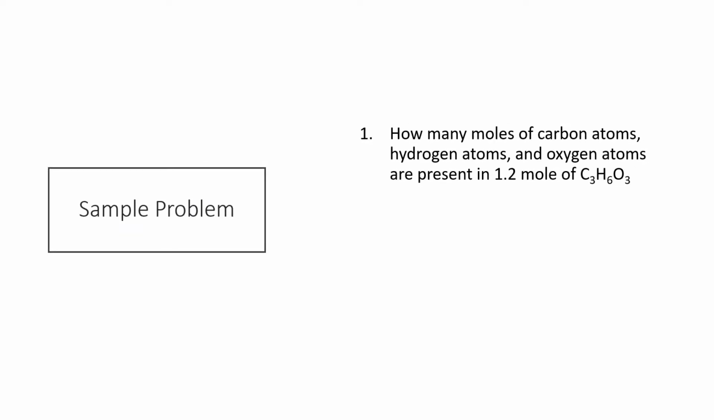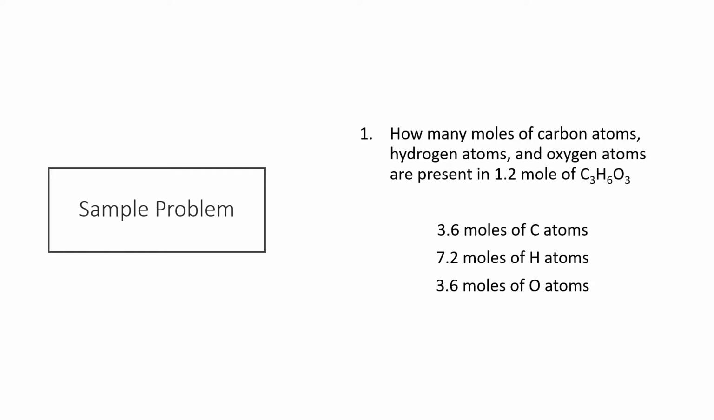Now, sample problem, how many moles of carbon atoms, hydrogen atoms, and oxygen atoms are present in 1.2 moles of C3H6O3? You have 3.6 moles of carbon atoms, 7.2 moles of hydrogen atoms, and 3.6 moles of oxygen atoms. Now, paano po natin nakuha yan? We simply equate 1.2, and then use the conversion factor for each of the elements. So since tatlo po yung hinahanap natin, tatlong conversion factor din siya.